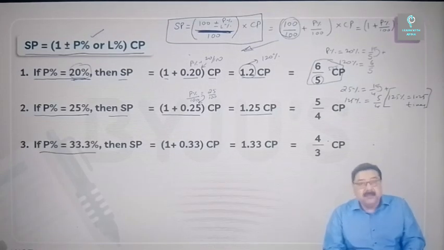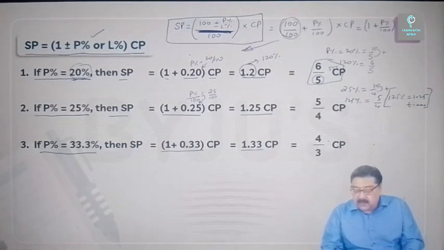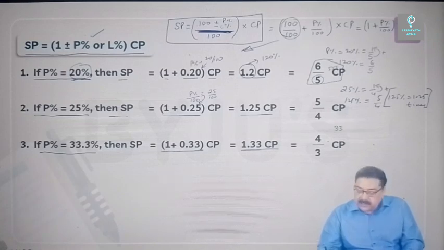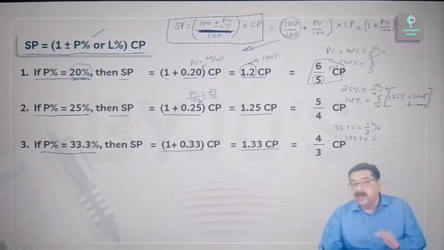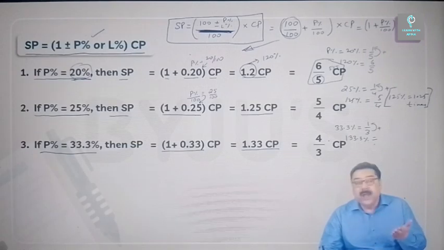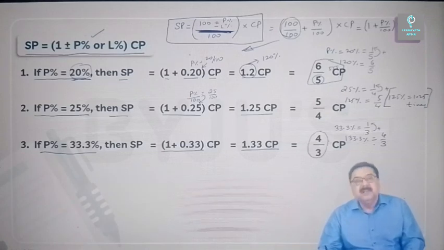Now if profit is 33.3%, what would you do? Then selling price will be 1 plus 0.33 times CP. That is 1.33 times CP. So 33.3% we know is 1 by 3. So 133.3% shall become, just add this 3 in the denominator to the 1 in the numerator to get 4 by 3. So we get 4 by 3 times CP.